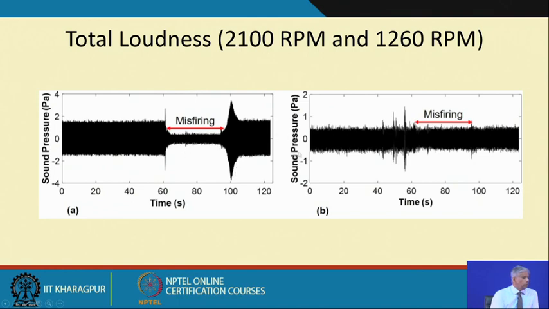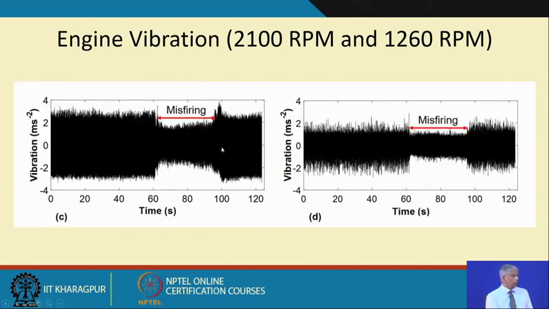So, when somebody is driving, it will be very difficult to distinguish between firing and misfiring, but then if you have an algorithm wherein you extract the features and do an SVM, you can do it. And you see, this is the case of an engine vibration when we have a misfiring occurring. This is at a higher RPM and this is at a lower RPM.